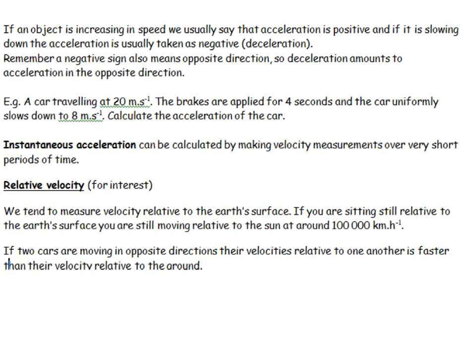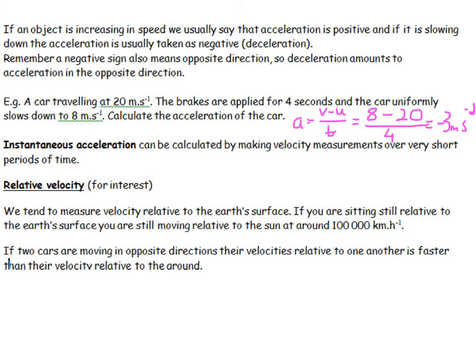So let's take a look at this example. We've got a car traveling at 20 meters per second. The brakes are applied for 4 seconds, and the car uniformly slows down to 8 meters per second. What is the acceleration? Well, acceleration is final velocity minus initial velocity divided by time. At the end, it was 8. At the beginning, it was 20. So it's 8 minus 20. Final means end. Initial means start. And the time it took to do that was 4 seconds. So I land up with negative 3 meters per second squared. In other words, it slowed down at 3 meters per second squared.